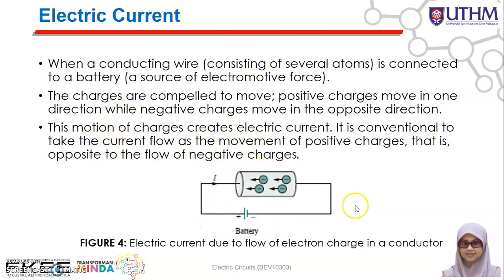For example, this figure represents the connection between the wire and the battery. This is your wire, and you connect the wire to the battery. What will happen? The charges will start to move. Negative charge moves from the negative side to the positive side, while the proton, which is the positive charge, moves from the positive to the negative side. It is conventional to say that the current flow takes the same direction as the movement of the positive charge, so it is opposite to the flow of the negative charges. This is how the electric current is created, based on the movement of the charges.